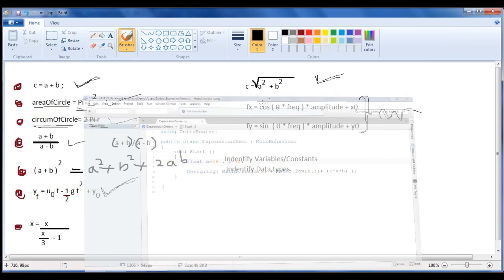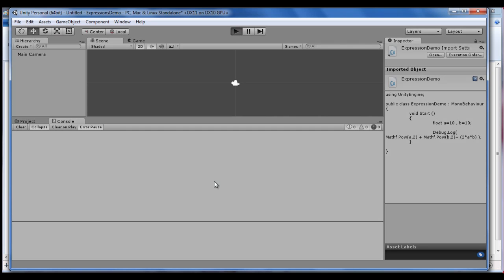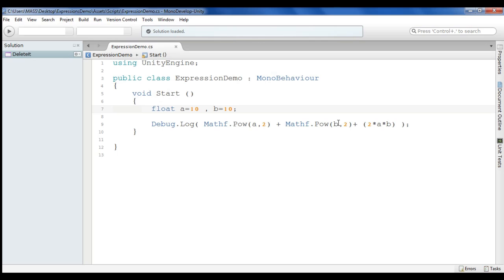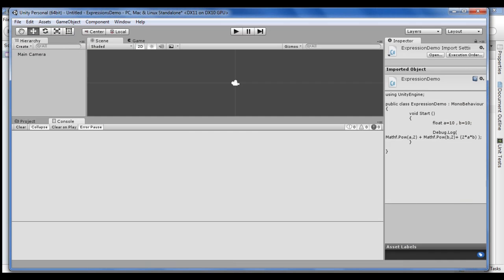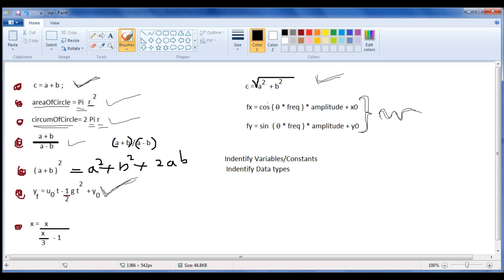Let us save, come back to the Unity, clear this and run the code. You can see that we got the result as 400. I want you people to manually evaluate whether we are getting the proper result or not. If you are not getting the proper result in the Unity here, that means you are having a problem with converting from a formula to code. Maybe you have placed some bracket or parenthesis in the wrong place. That you need to check out. Let's go to the next one.